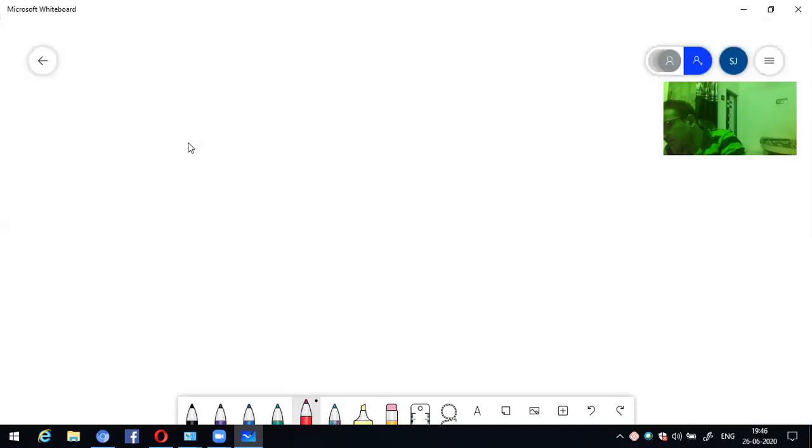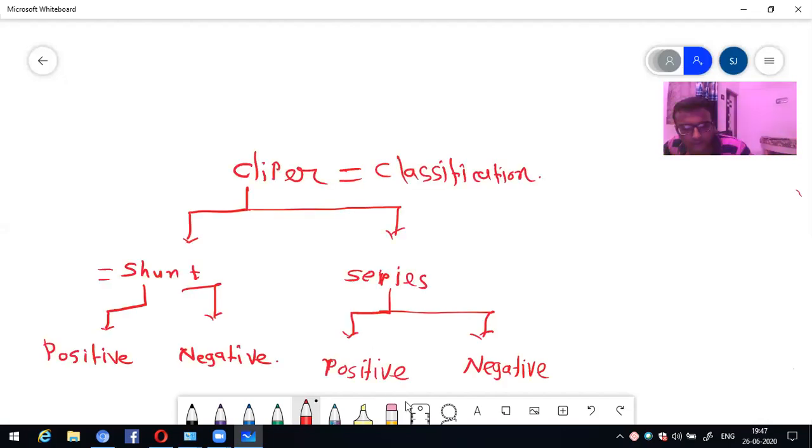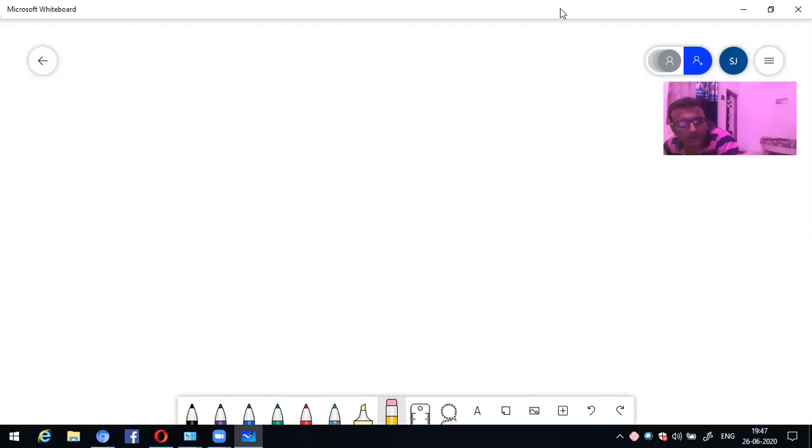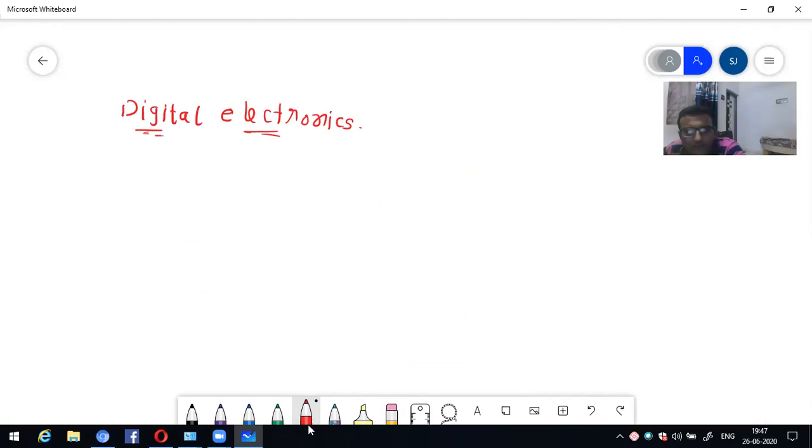So concentrate here. First of all, we have to understand the concept related to digital electronics. In digital electronics, the first topic we discuss in this lecture is known as Boolean law, the fundamental law.